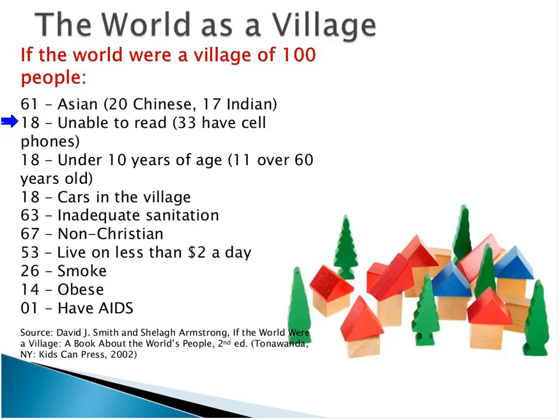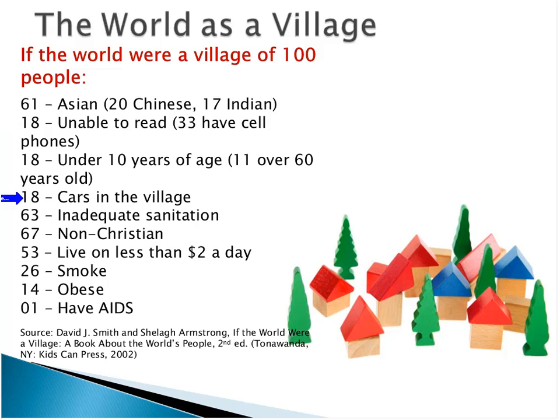This information is good for many companies, because based on different criteria and different issues, you can find the percentage of people. If you assume the world is a village of 100 people, 33 will have cell phones, 18 people will be under 10 years of age, and 11 over 60 years old throughout the world, and there are 18 cars in the village. It means that for 100 people at the moment, we have 18 cars in the world. It means there is a proportion between the number of cars and the population.